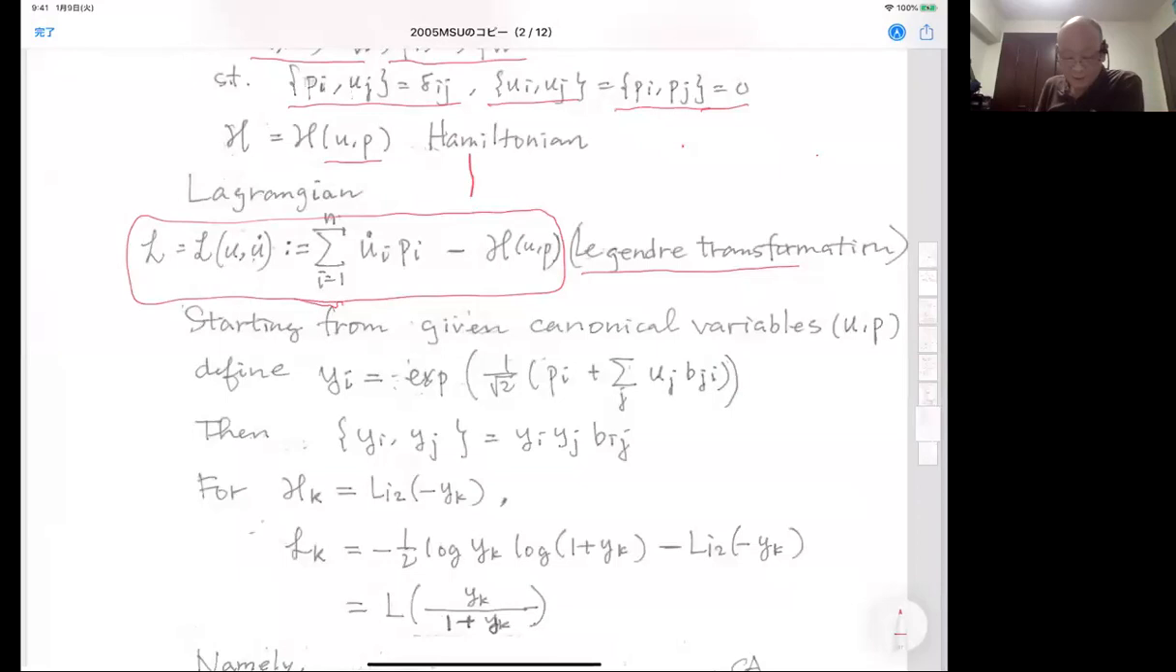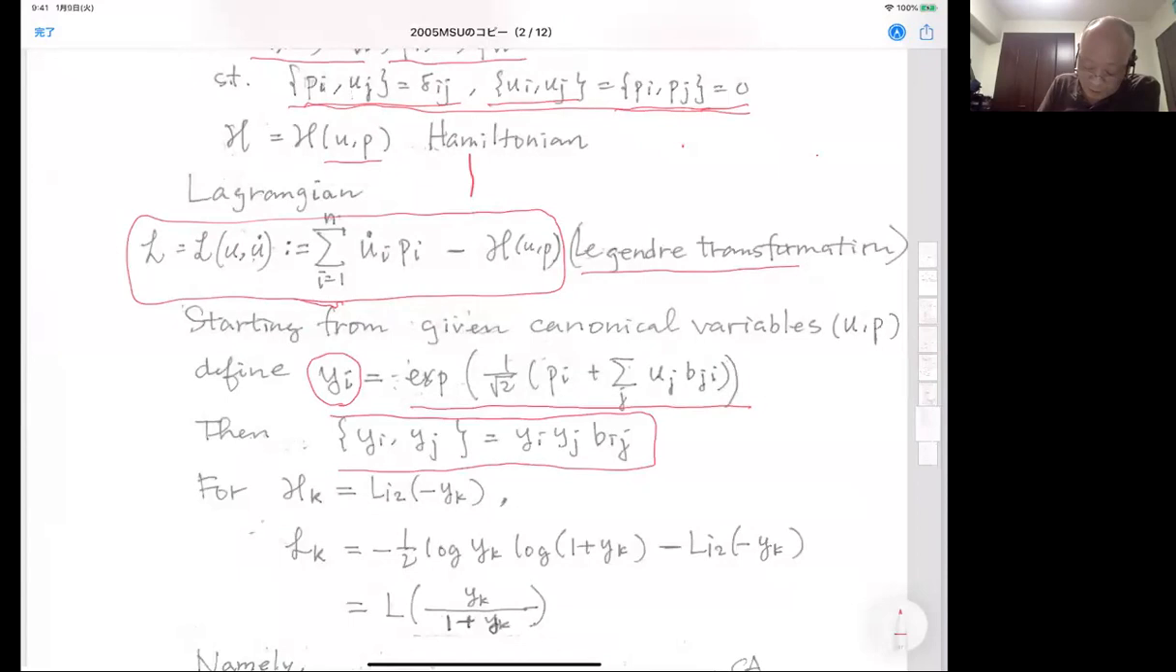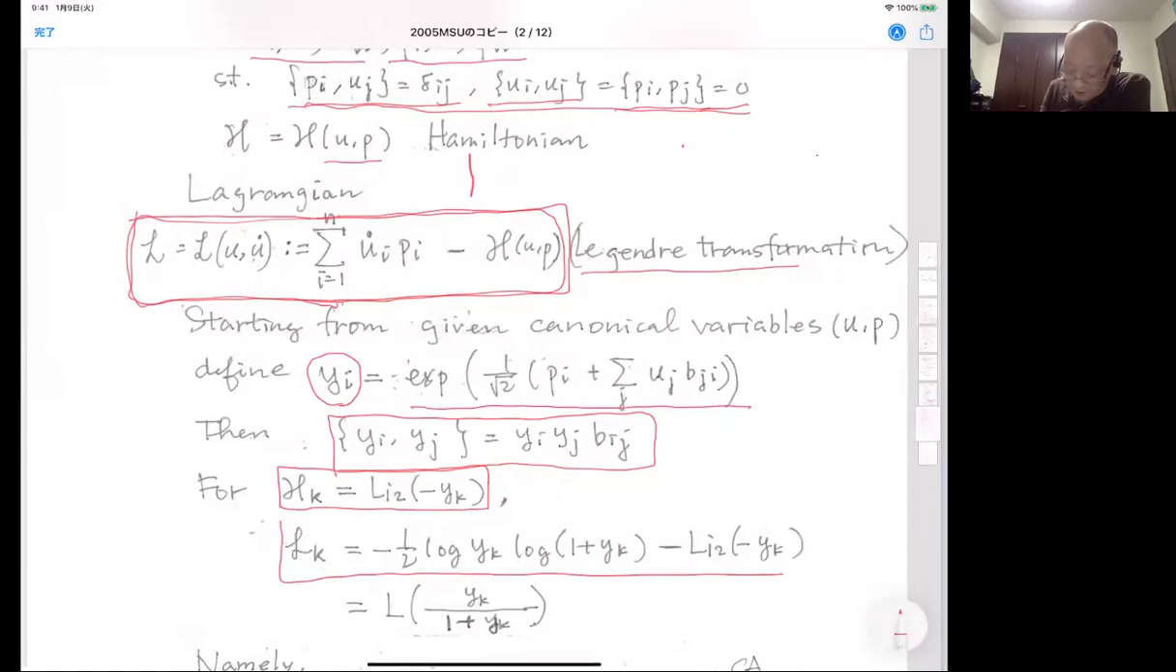So let me concentrate on our case. Starting from given canonical variables, first of all, you can construct our y variable as a following simple expression. And from this, you can easily obtain our y variable Poisson bracket. And we use this Hamiltonian as explained, and we make this Legendre calculation. And the result is the Lagrangian, and it is of this form. Here the Hamiltonian is here. And this term is somehow interchanged using this y variable, it's calculated as this one.